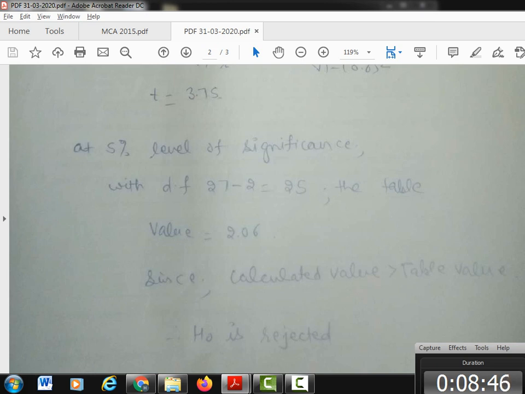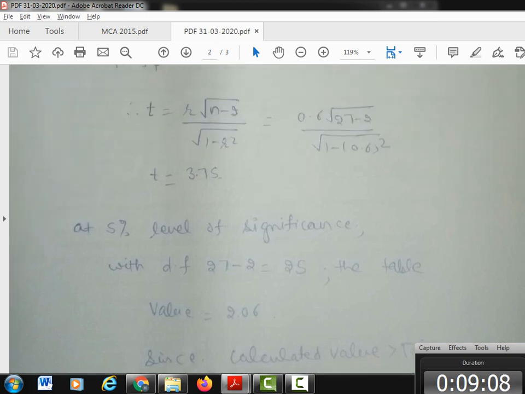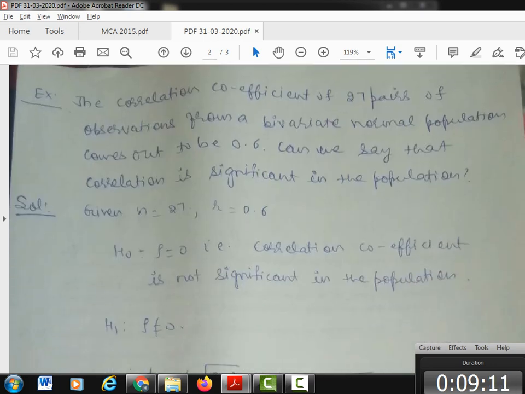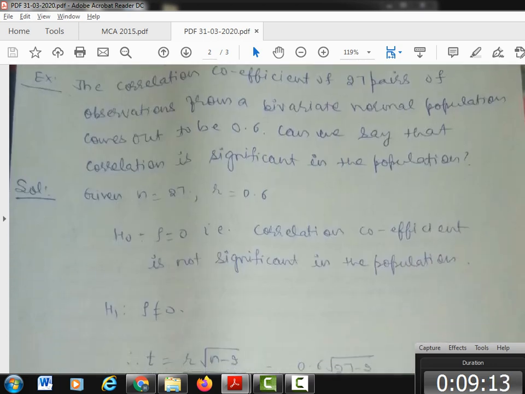Now our next step is to compare the absolute calculated value with the table value. The absolute calculated value is mod 3.75, that is again 3.75, and the table value is 2.06. So our calculated value is greater than the table value. It means we will reject H0, the null hypothesis. That means the assumption I took initially is wrong, so the alternative hypothesis is true and will be accepted.